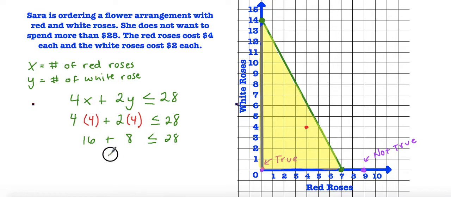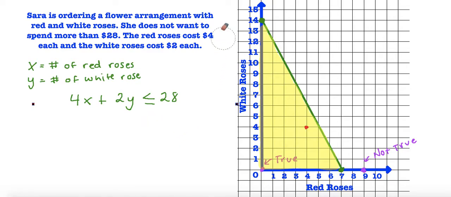16 plus 8 is 24, and that is less than or equal to 28, so that's true. So any coordinate we pick in the shaded region would make this inequality true because it would be less than, and any coordinate we pick on the line would make it equivalent.